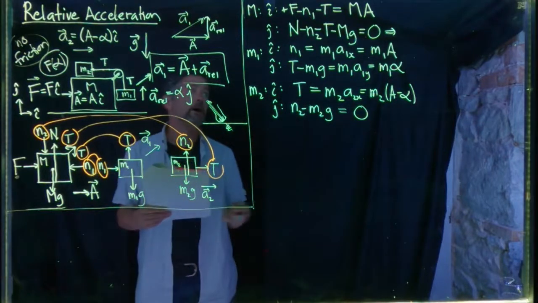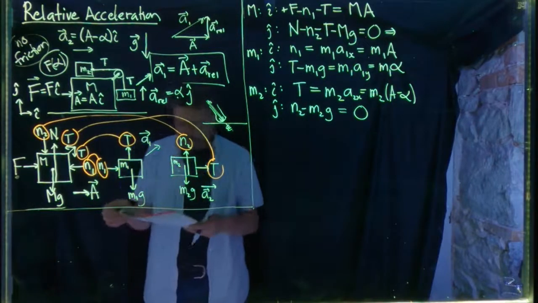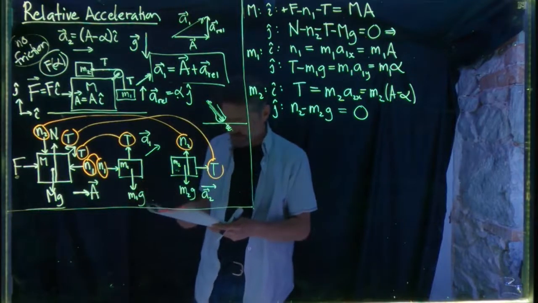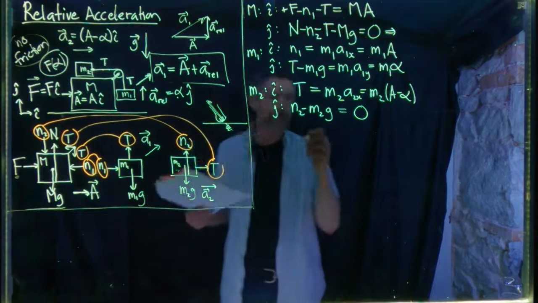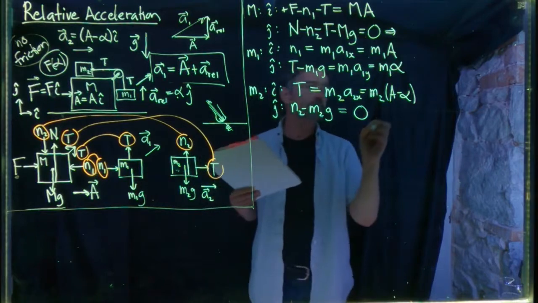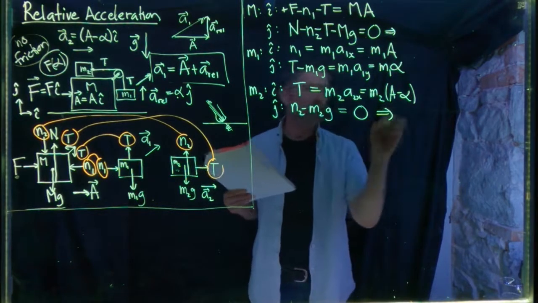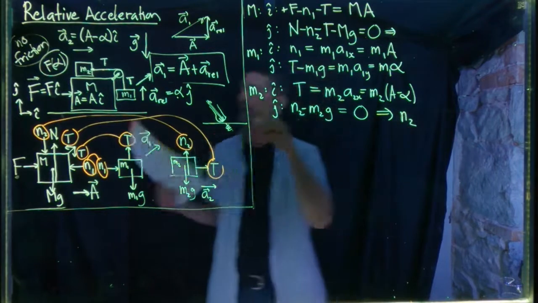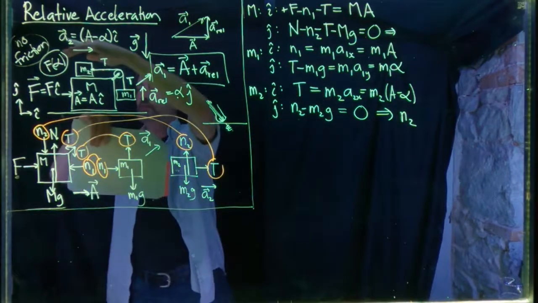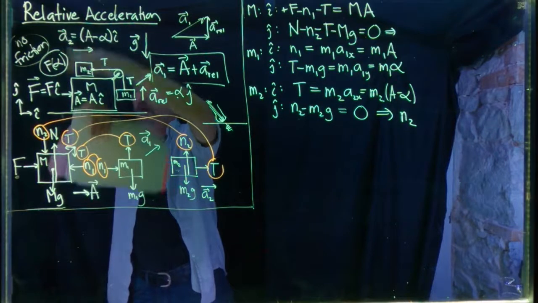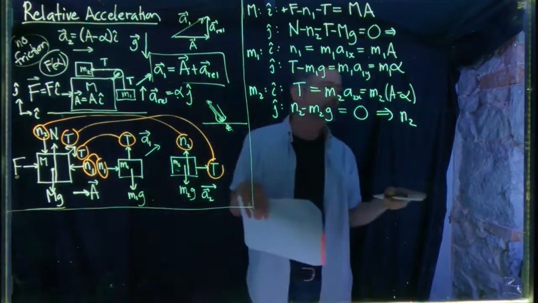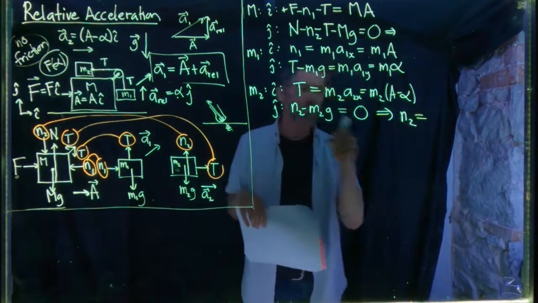Okay, so we have 6 equations. Now, 2 of these equations are really trivial, so let's look at the very last one. What this very last one tells you is that N2, the normal force, the force with which M2 and M are being compressed together, is just equal to the weight.